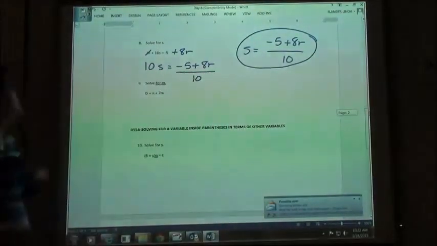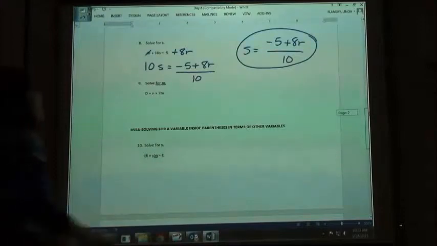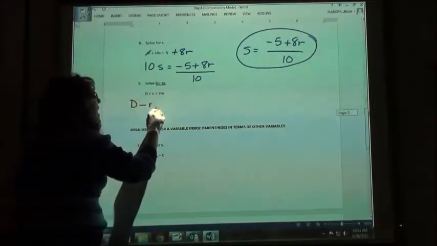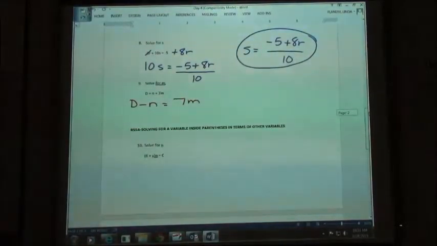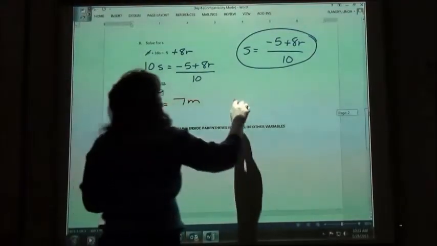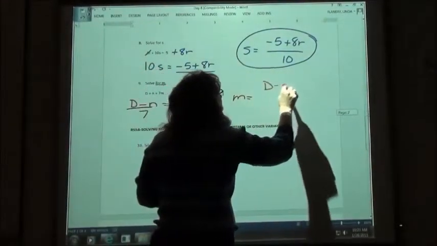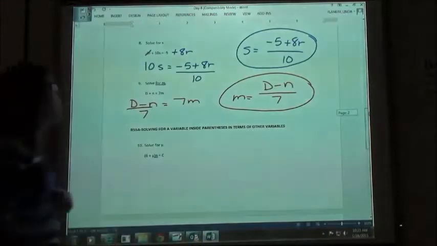Number 9, if I want to solve that one for m, the first thing I'd want to do is minus the n, right? So d minus n equals 7n. And then the next thing I want to do, divide by that 7. So m is going to equal d minus n over 7. Again, it's just one big fraction.